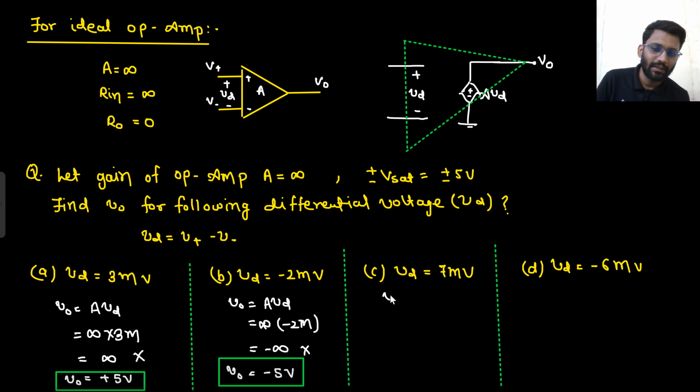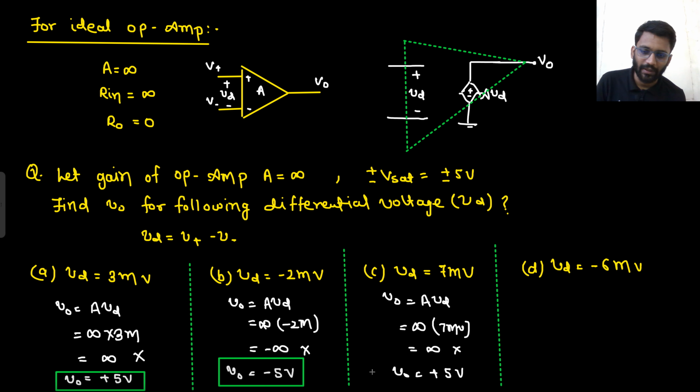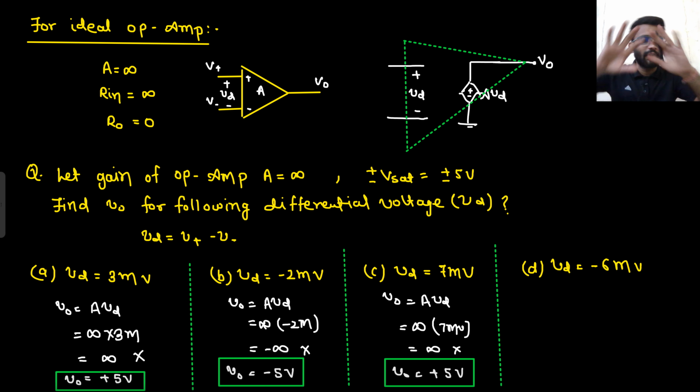Right? What about this? V0 is equal to A Vd. So A is infinity, Vd is 7 millivolt. That would be infinity. So V0 will be plus 5 volt only. Right? Because this cannot be correct. So what did you understand? Even if there is a slight Vd, if Vd is greater than 0, your output is plus V set. If Vd is less than 0, your output is minus V set. Are you getting this point or not?